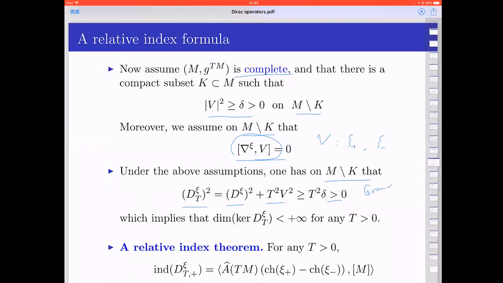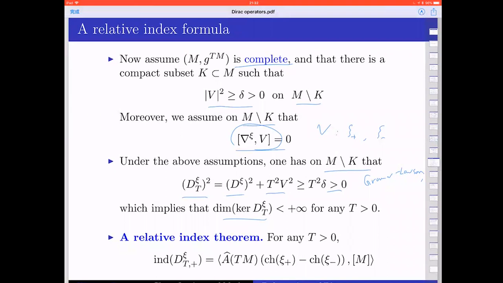Then by Gromov-Lawson's analysis in the IHES paper on complete manifolds, the kernel is finite dimensional, and then you can define the relative index. It turns out that the relative index, by using the techniques of Gromov-Lawson, you immediately get the index is equal to this one. So this is a kind of relative index theorem.